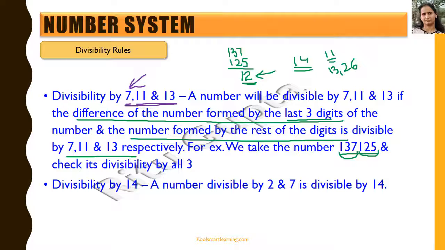Now we'll see the divisibility by 14. Again, we use the same rule which we used for 6 and 12. A number which is divisible by 2 and by 7. So all the even numbers divisible by 7 will be divisible by 14.